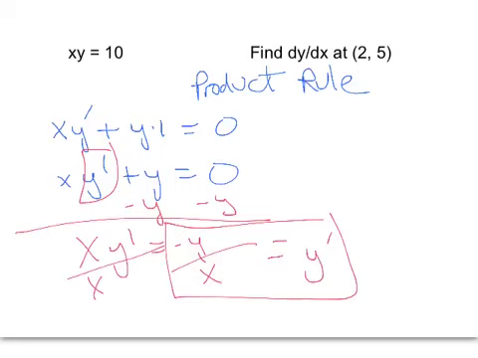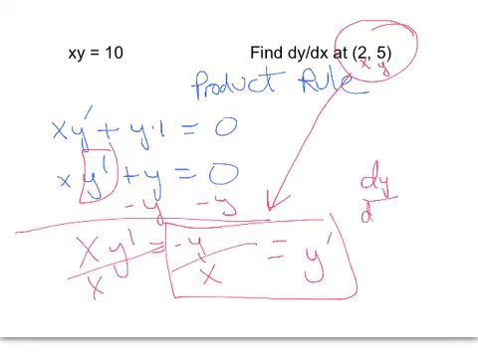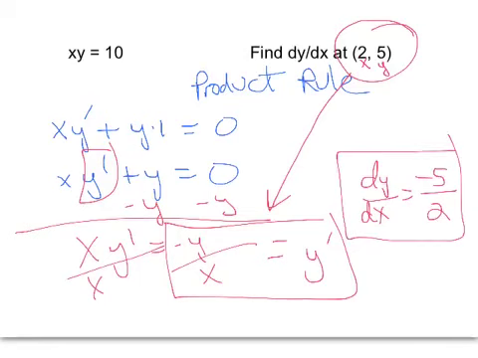Now, be very careful when you plug in. We're going to plug this information in. Y is 5 and x is 2. So when we plug that in, dy/dx would be negative 5 over 2, which is the slope of the tangent line on the relationship x times y is always 10. All right, let's move on.